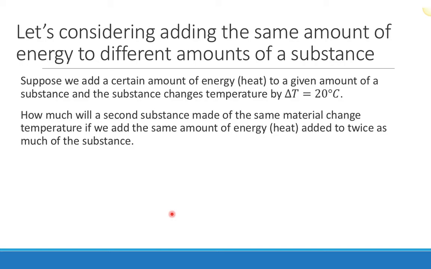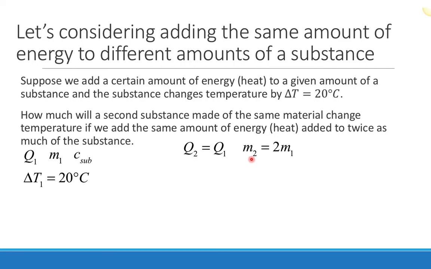Suppose we add a certain amount of energy to a given amount of the substance, the same thing as before. How much will a second substance made of the same material change temperature if we add the same amount of energy to twice as much of the substance? So now I have the same starting point that I had before: a certain amount of energy, mass, specific heat, and the temperature change. I'm adding the same amount of energy to my second substance, so that stays the same, but my mass is now twice as big, and I have the same substance.